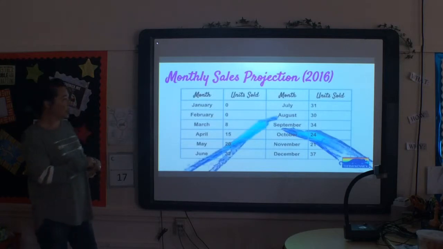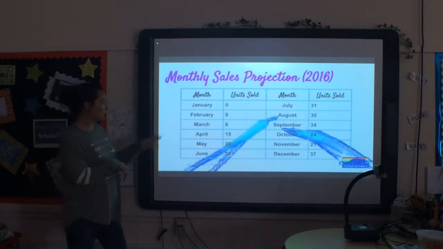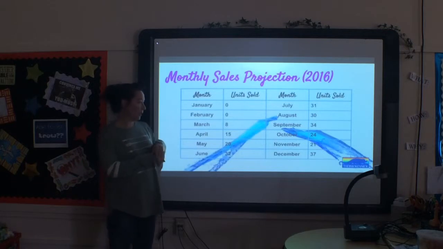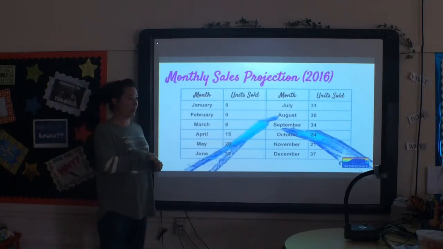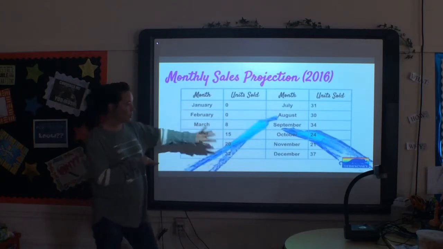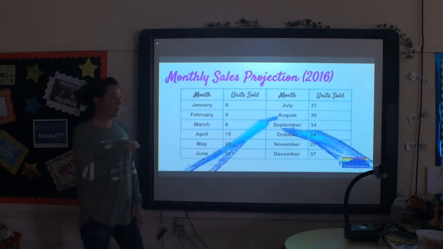Her monthly sales projections for 2016 is that she didn't figure she was going to sell very many her first 2 months because it was just getting started. She had to raise awareness for the product. She hoped through going to the market, she would start to pick up a little bit, and you can see she's averaging around 30 per month.